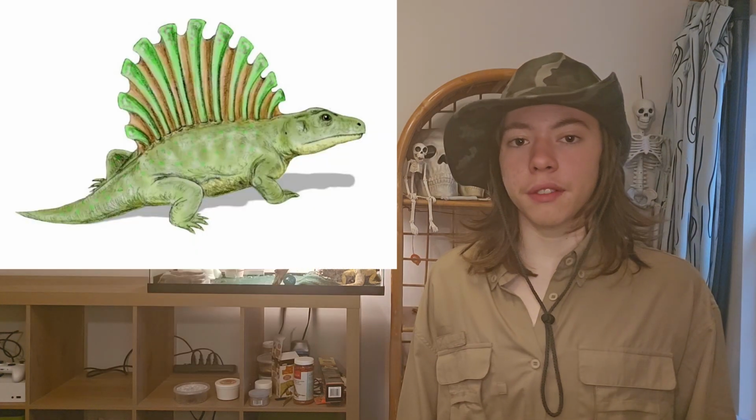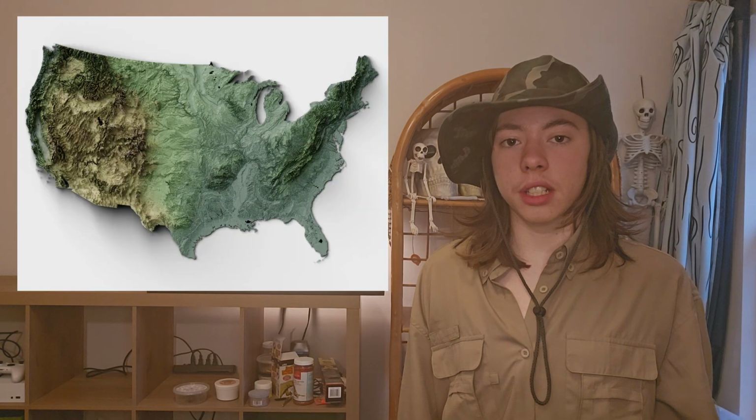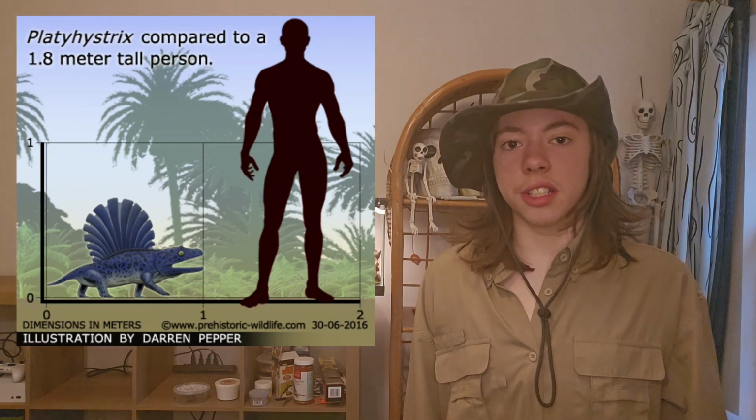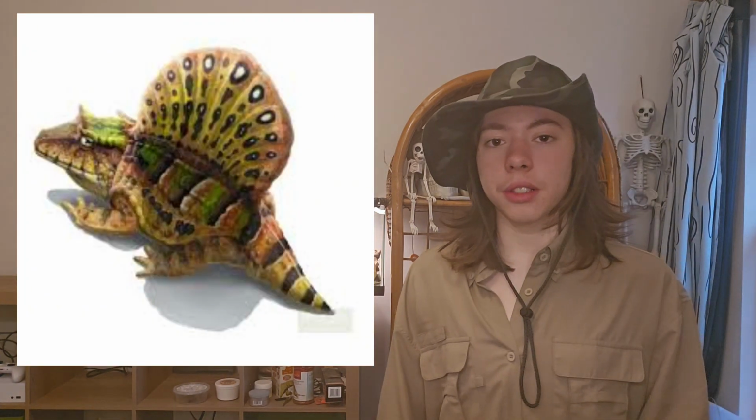The third Permian amphibian is Tachyhystrix. Tachyhystrix lived during the Carboniferous and early Permian. They lived in what is now the United States. They were 2 feet or 60 centimeters long. They were omnivores. They had a sail on their back.